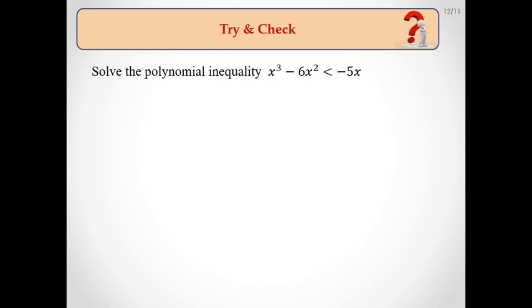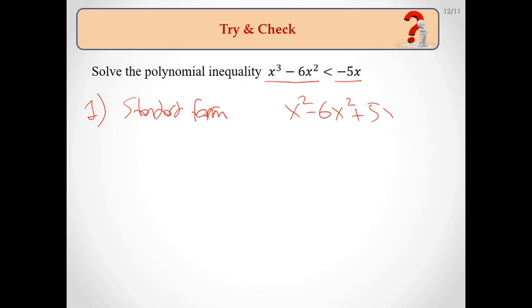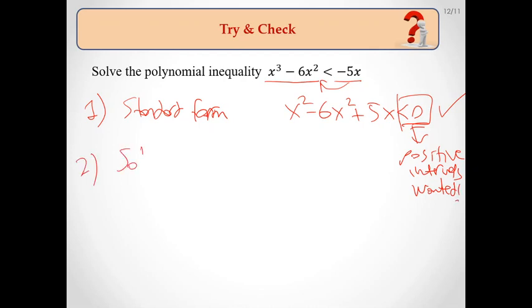Okay, let's look at this try and check exercise. Look at here, this is x cubed minus 6x squared plus 5x. Step 1, standard form. You have to write it in standard form. So this is how you do it. Send this one here and you got 0. Standard form. And also pay attention here, what is wanted? Positive intervals wanted. This is important.